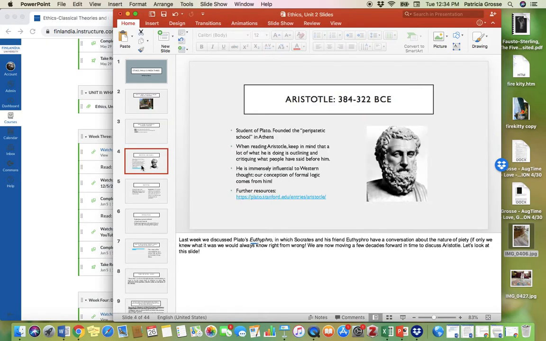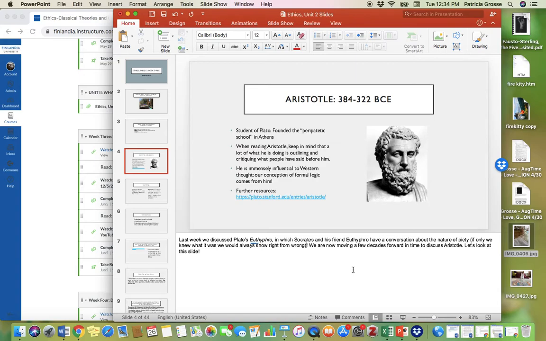So last week we discussed Plato's Euthyphro, in which Socrates and his friend Euthyphro have a conversation about the nature of piety. If only we knew what piety was, we would always know right from wrong. We are now moving a few decades forward in time to discuss Aristotle, who is the student of Plato.